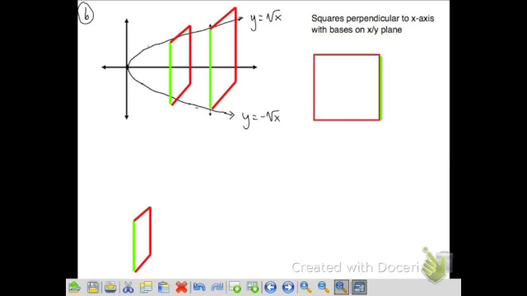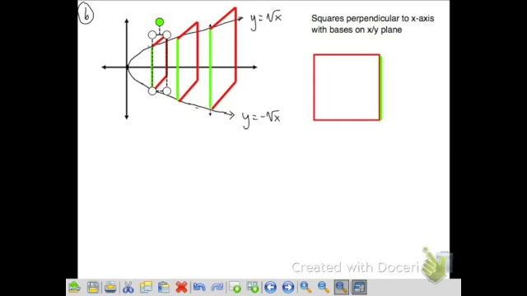I could draw smaller cross sections as well as we move from left to right, and we could maybe make these fit a little better.